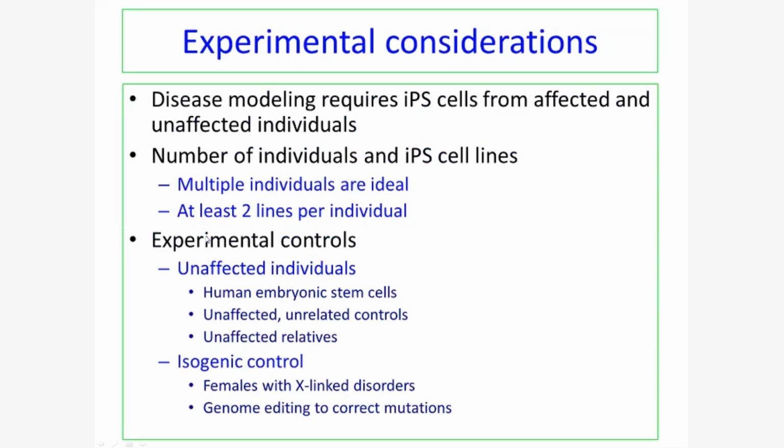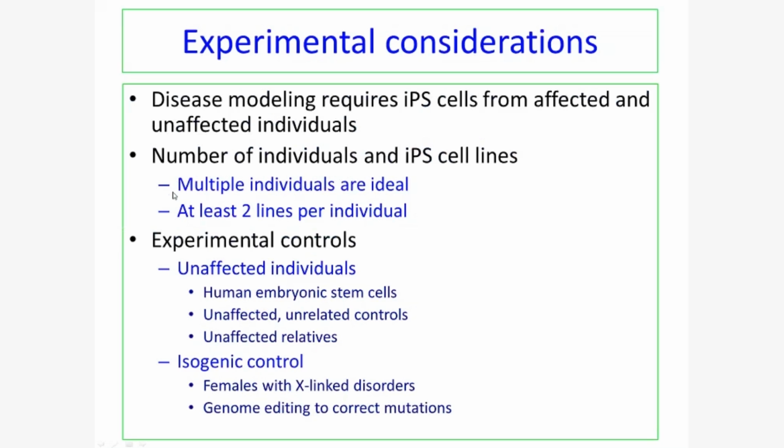So before we start doing experiments in order to try to identify cellular phenotypes, there are a number of different considerations that we have to be mindful of when planning an experiment. In order to identify cellular phenotypes, we need iPS cells from both individuals with the disorder of interest, but also unaffected individuals. And in addition to this, we need to be thinking in terms of how many lines do we need? How many individuals do we need?